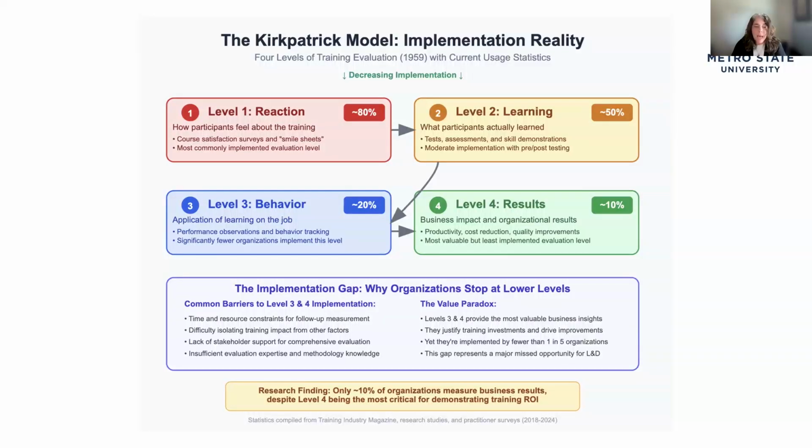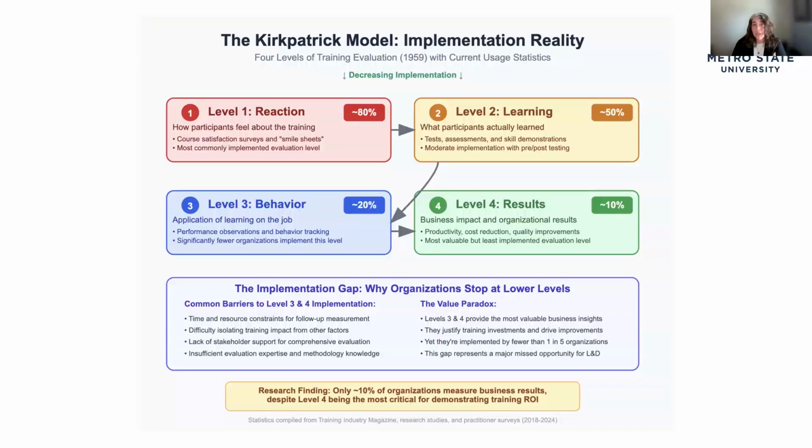There's not a lot of expertise or methodology or knowledge in how to do this out there, or it's not readily available in organizations. How do I go about this? The interesting thing is the paradox that levels 3 and 4 in the Kirkpatrick model provide the most valuable insights, and yet we do them the least.